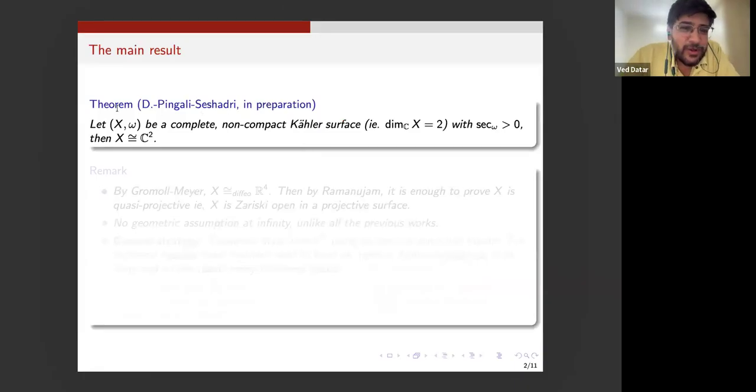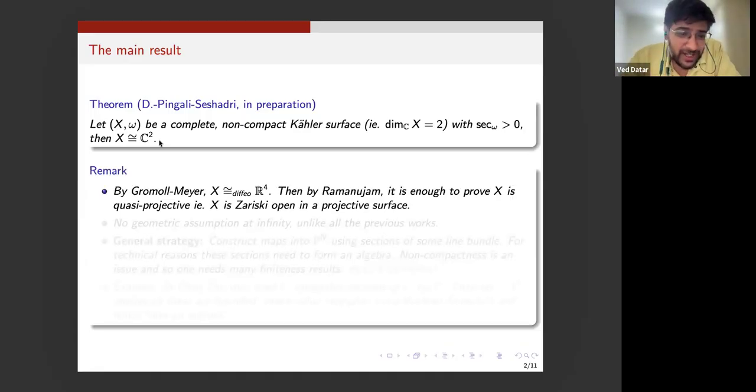Right. So I'll basically talk about some work that's in preparation where we improve the theorem that Vamsi and Harish mentioned. Namely, we can now prove the following theorem. Let (X, omega) be a complete non-compact Kähler surface, so dimension X is 2 again, with positive sectional curvature. Then X is biholomorphic to C2. So this is really the full weak version of Yau's conjecture without any other additional assumption. In particular, we can do away with the sectional curvature upper bound in our previous work.